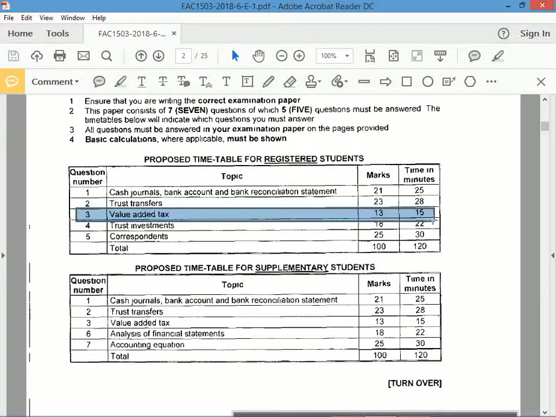So first objective, pass. Make sure you don't repeat the course. No one wants to waste another 6 months doing the same course. Right, so your first objective is to get 50%. This is out of 100, 50 is going to pass you. If I do this question, VAT 13, I've already got 13 out of 50. I need another 37 marks from all the other questions, and that guarantees a pass.